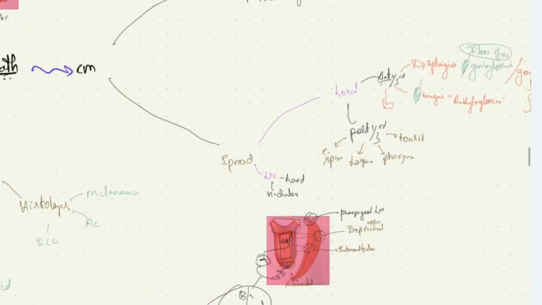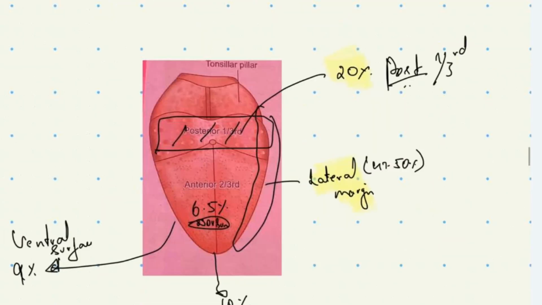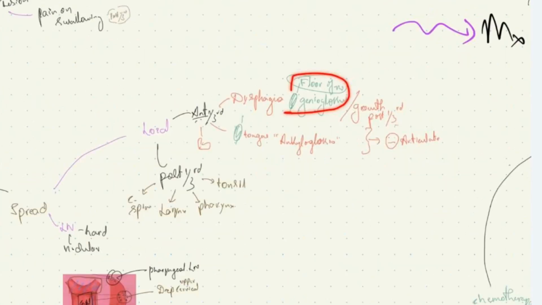We see the local spread to the surrounding tissue. The tumor involving anterior one-third of tongue will commonly spread to genioglossus muscle, which causes dysphagia. The spread to other tongue muscles can cause difficulty in protruding the tongue, called ankyloglossia. And the tumor in the anterior one-third of tongue can spread to mandible, causing mandibular involvement. The involvement of tongue muscles causes difficulty in articulating the words.